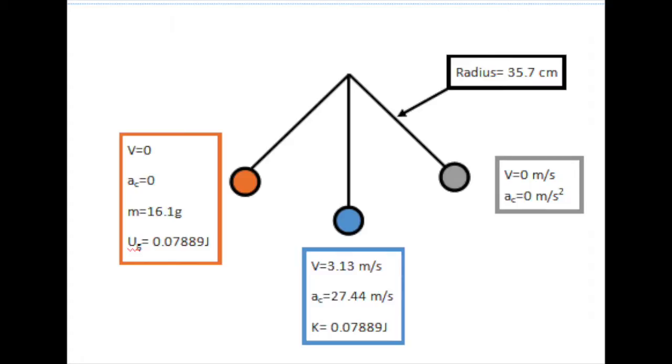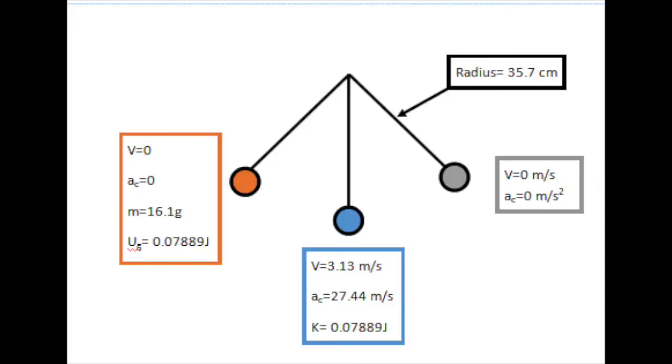At the bottom of the pendulum system, the kinetic energy was equal to the potential energy. Say the mass of our pendulum was 16.1 grams and we caused a displacement of 0.5 meters. The maximum potential energy would be 0.07889 joules. This can be set equal to the kinetic energy at the bottom of the system, giving a velocity of 3.13 meters per second.